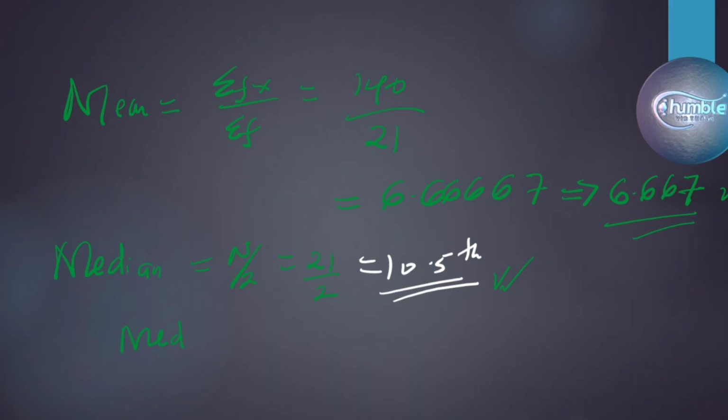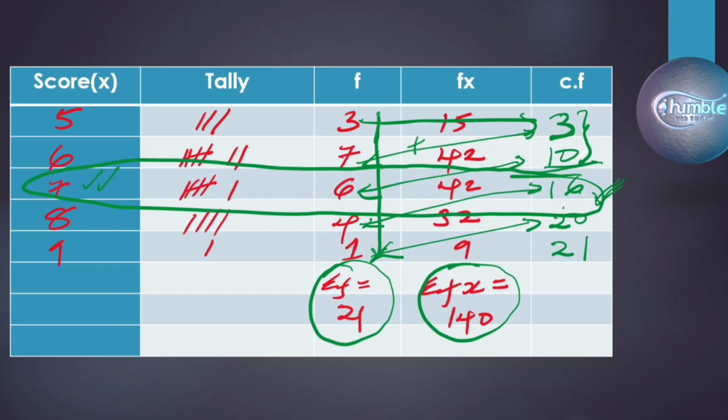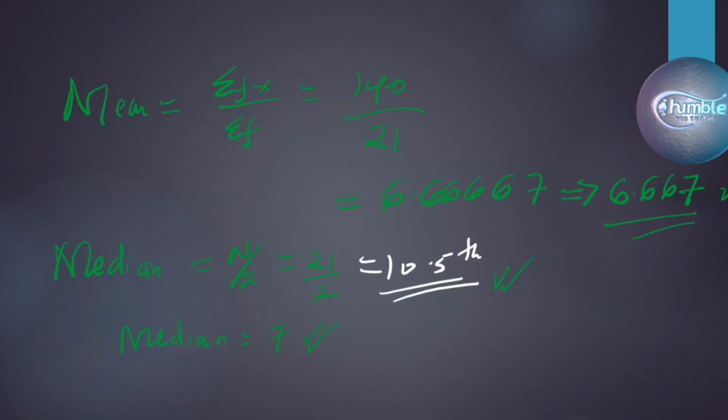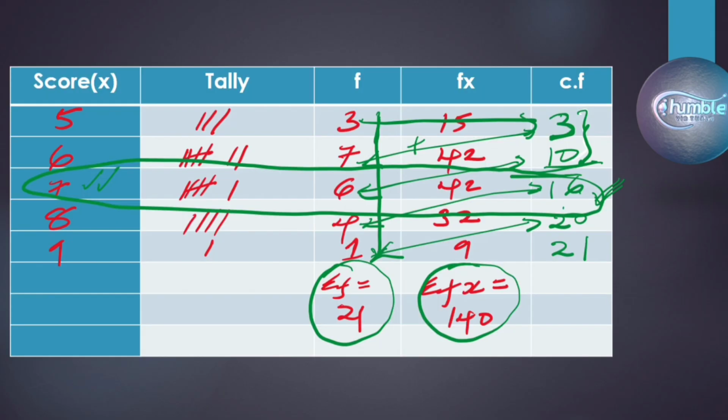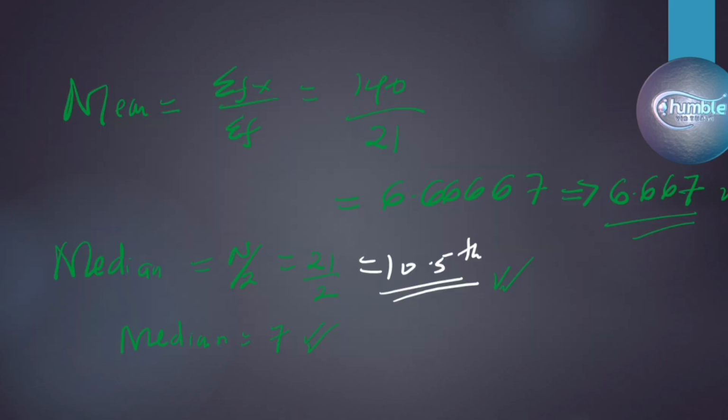So median is going to be 7, because 7 occupies from the 10th position. The next is 7 all the way up to 16th position, and 10.5 is in between 10 and 11, meaning therefore 7 is the one that occupies that particular position, and therefore it is going to be 7 as the median. What about the mode?